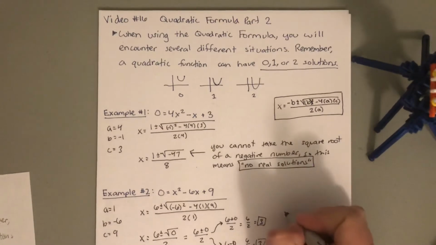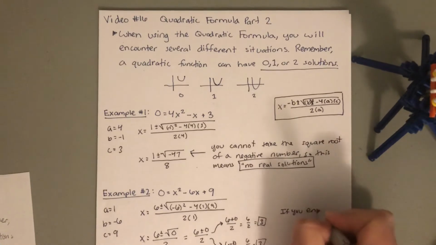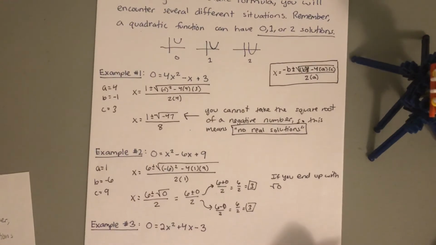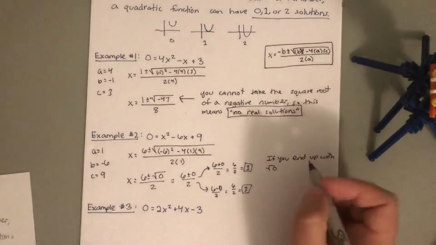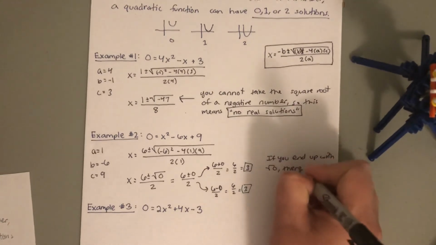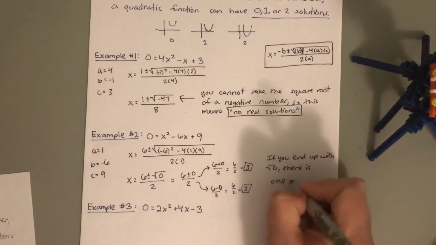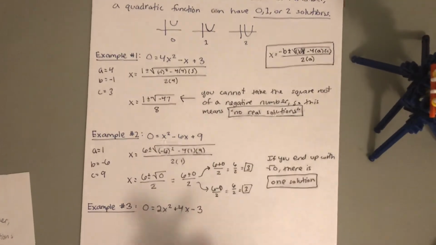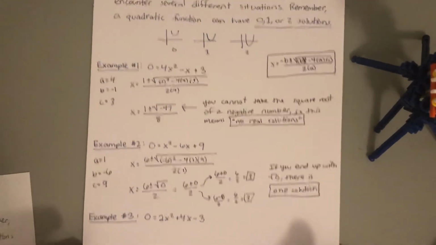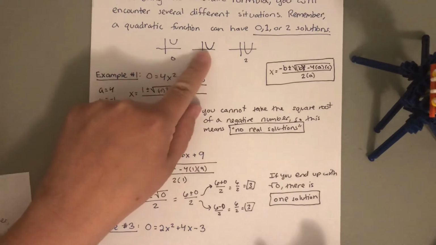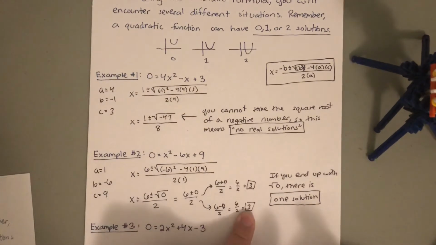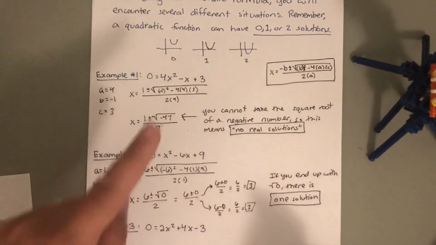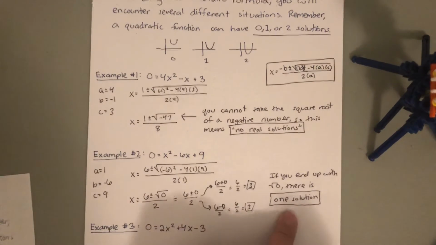So, if you end up with the square root of 0, there is one solution. That will be a situation like this, where it just touches at one spot. In this case, it touches when x equals 3. Okay, so if you have the square root of a negative number, there's no real solutions. If you have the square root of 0, there's one solution.